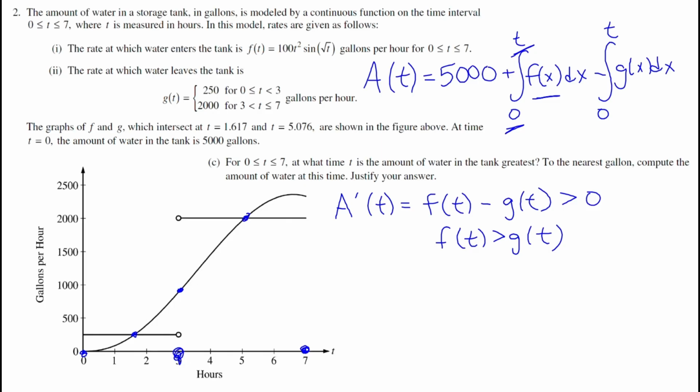f of t is greater than g of t as we approach 3, but then afterwards it's not. And at 7, f of t is greater than g of t. And of course, we could also check the endpoint of 0. But at these places we indicated, 1.617 and 5.076, we're going from the amount that is draining being more than the amount that is being pumped in, to vice versa. So those are going to be minimums on our function.